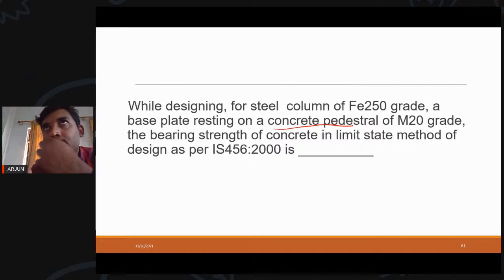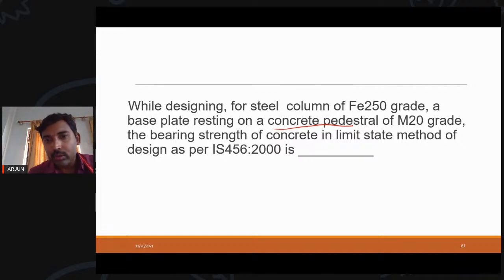So generally the foundation will be of reinforced concrete. When the height of the compression member is more than three times the least lateral dimension, it is called a pedestal. So such a concrete pedestal of M20 grade is provided. The bearing strength of the concrete in the limit state method of design as per IS 456 2000 is dash.